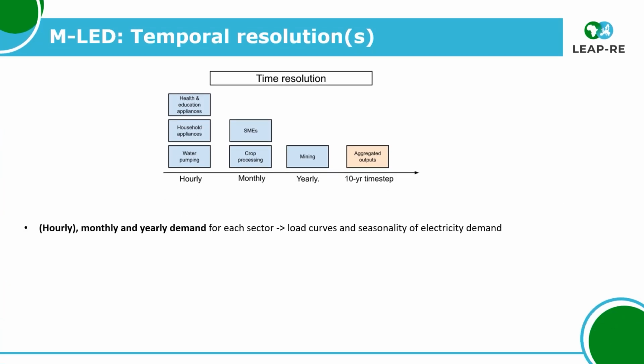Moving to the temporal resolution, depending on the sector, there are different resolutions at which calculations are carried out. For some sectors, like the appliance-based ones, education, health, residential, and water pumping, the original calculations are at the hourly level to assess the utilization patterns, while in other sectors we focus on the monthly level, as it is sufficient to get a sense of the seasonality. And in certain sectors which are very stable during the year in terms of demand, such as mining, we simply carry out the calculation at the yearly level.